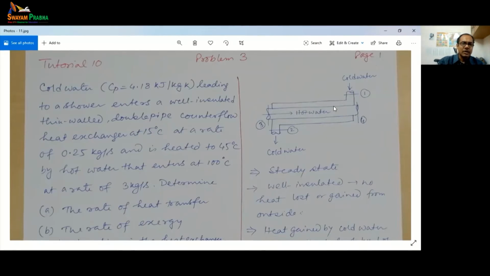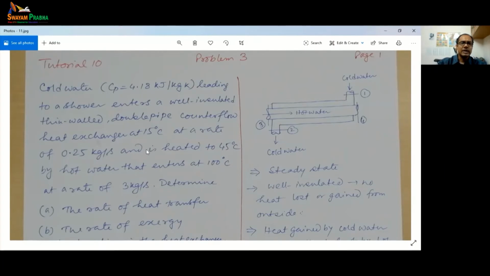Okay, and double pipe, why does it say double pipe? Because there are two pipes, and hot and cold water are not getting mixed. One is heating the other without any physical contact. It's only the heat that is getting exchanged. And counterflow, why? Hot water is going towards your right and cold water is flowing towards your left. That is why it's called counterflow.